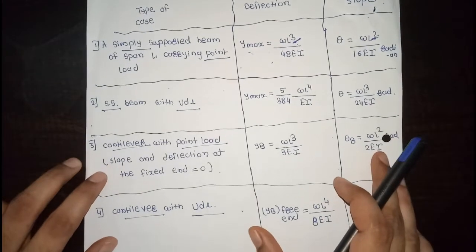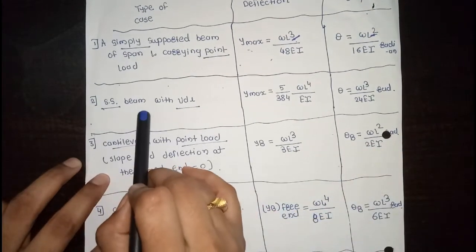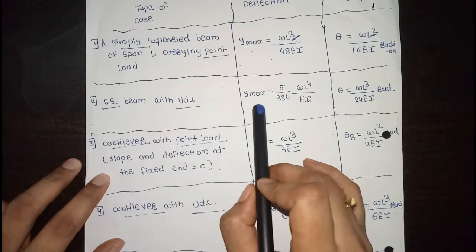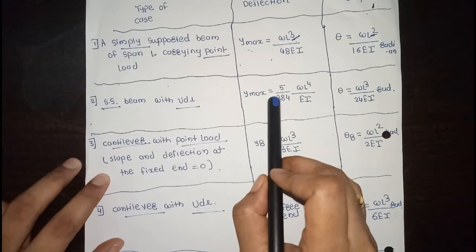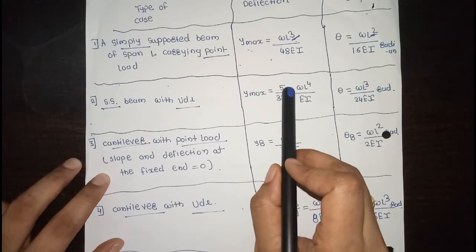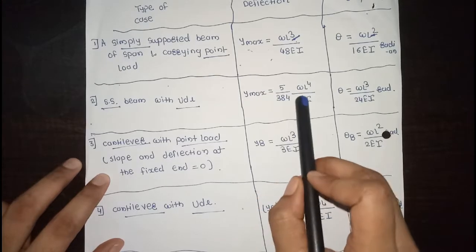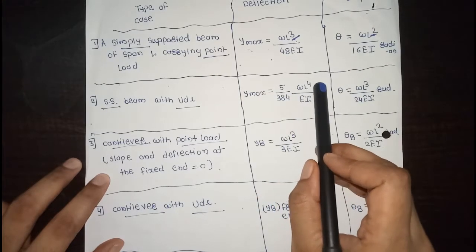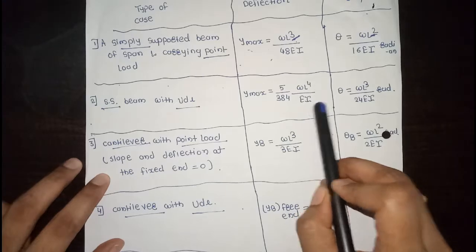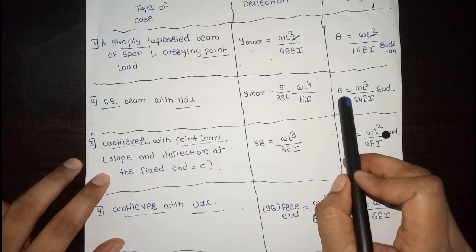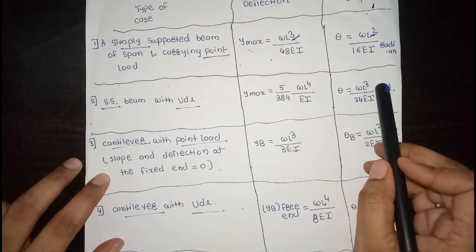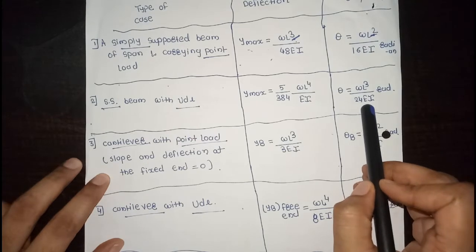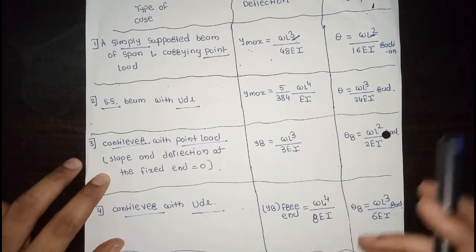Second case, simply supported beam with UDL. Calculate deflection: Y max is equal to 5 by 384 into WL raised to 4 divided by EI. Slope theta is equal to WL cube divided by 24 EI radian.